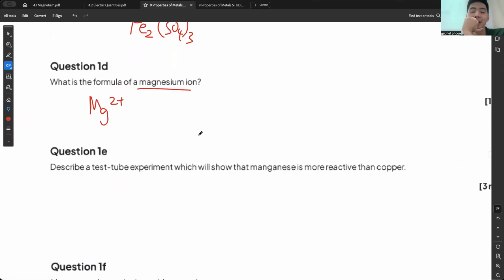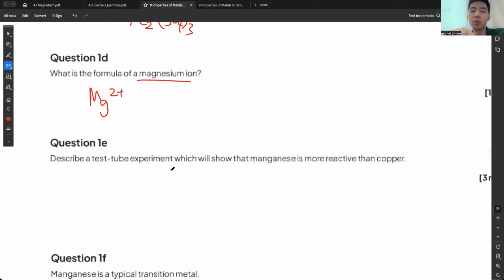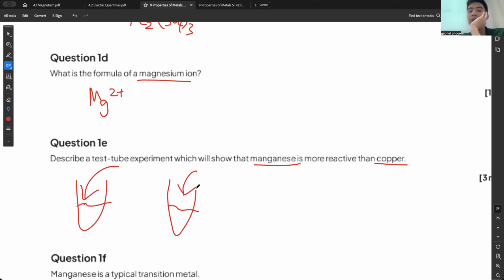Hey, this one is very straightforward, guys. To test which one is more reactive, you just place both of them into acid. Both of them you put some acid of the same concentration and same strength. You throw one manganese inside and you throw one copper inside and you observe for a reaction. Most likely this thing will have no reaction, whereas this thing will start giving off hydrogen gas. It will bubble and form hydrogen gas. I know that this thing is more reactive already. Write it in your own words.